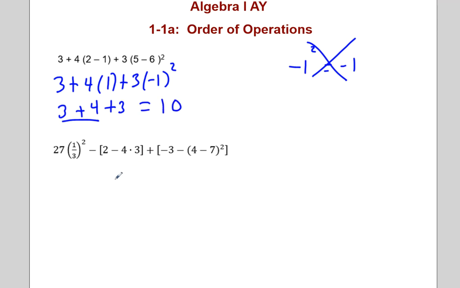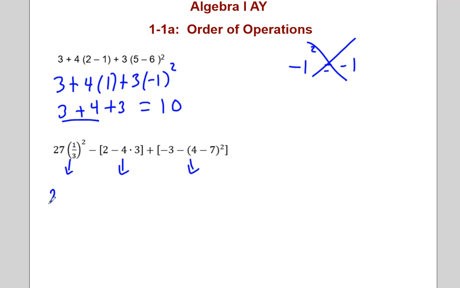Now here's a bit more of a challenging one. What I have is 27 times 1/3 squared minus, and I didn't have to put this in brackets. I was just typing it up, and that's what I did. But that's perfectly mathematically fine. And then I have another bracket here with a parentheses on the inside. So let's just go ahead and do this multi-step. I'm going to do each one of these operations one at a time.